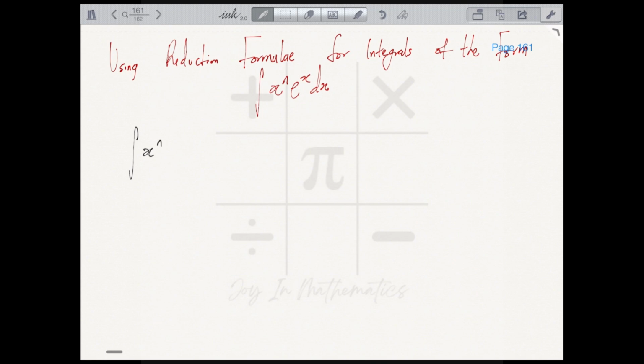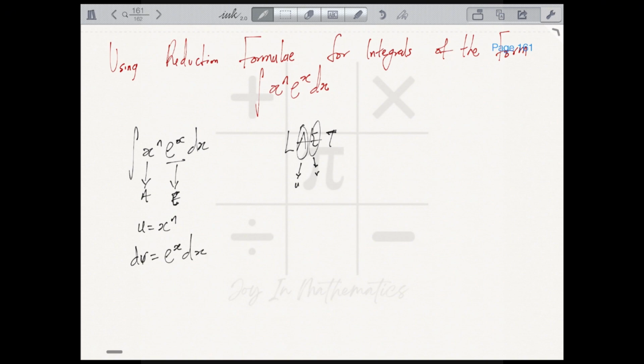So let's see exponential: integrating x raised to the power n times exponential x with respect to x. The question still remains, what is our u and what is our dv? So this is arithmetic and this is exponential. So considering LIATE as we have been doing, we realize that the arithmetic will be our u and the exponential will be our dv. So u will be x raised to the power n, and our dv is exponential x dx.